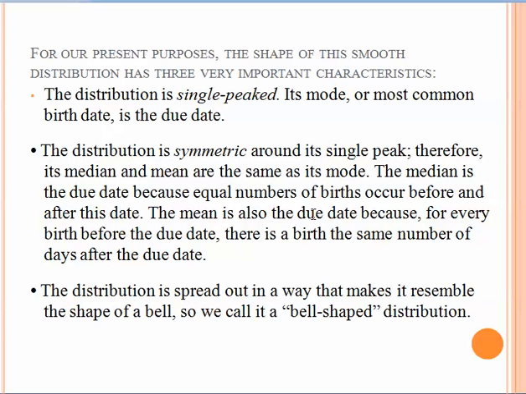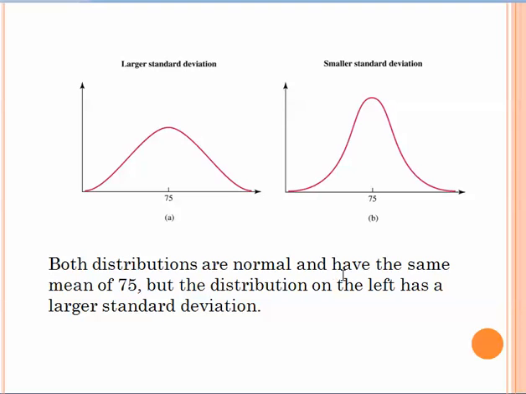And the distribution is spread out in a way that makes it resemble the shape of a bell. So we call it the bell-shaped distribution. Okay, so we see that its single peak is symmetric, and the mean, median, and mode values are the same. Now there's another characteristic that describes the normal distribution curve, and that's the standard deviation.